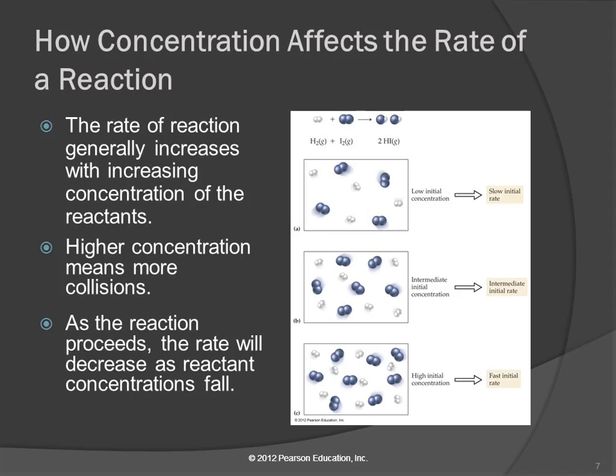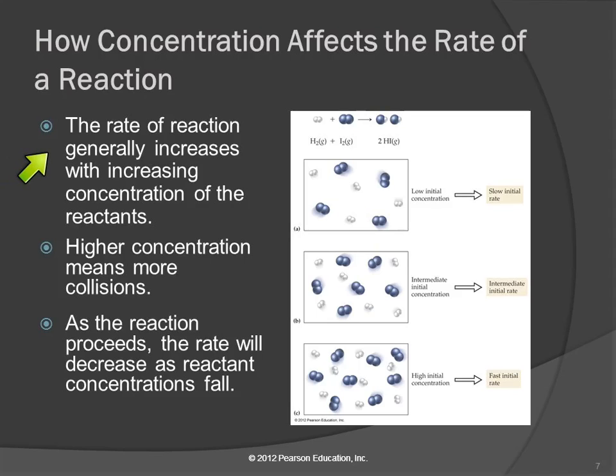In order for two reactants to react, they have to run into each other. So in this example with hydrogen and iodine, one hydrogen molecule and one iodine molecule can react to form two hydrogen iodide molecules. But if these two molecules never come into contact with each other, will they react? No, they won't. So in order for them to react, they have to come into contact with each other. They have to collide with each other.